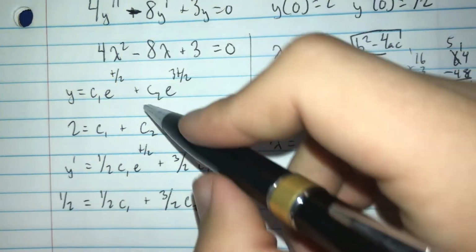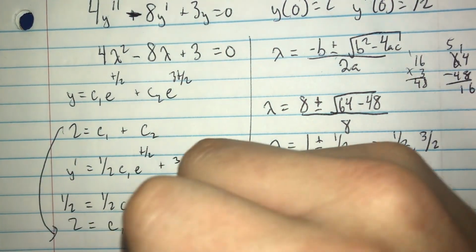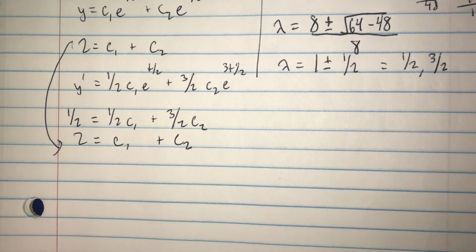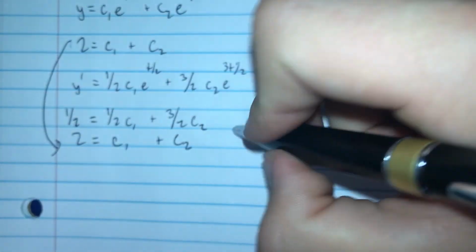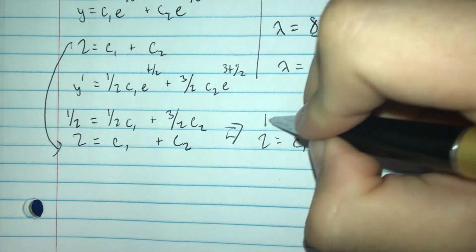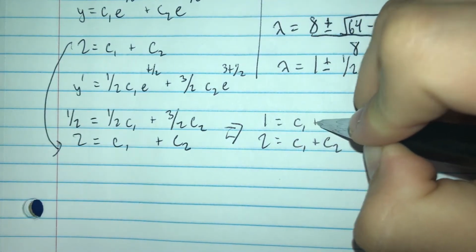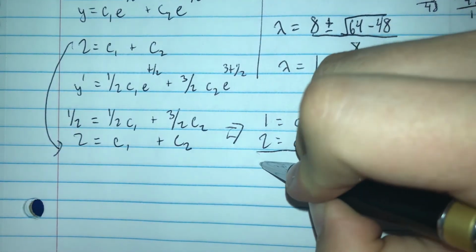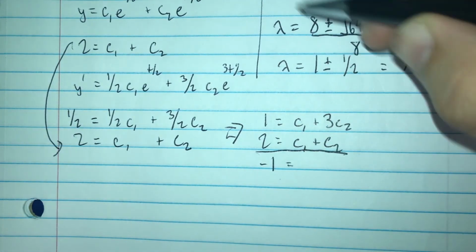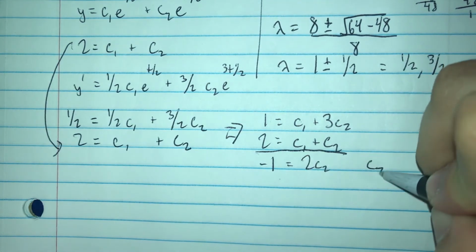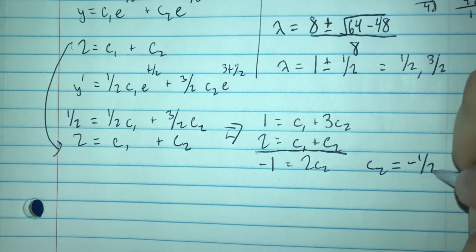So we'll actually move this one down. So we have 2 is equal to c1 plus c2. Okay, so let's solve for it. We can actually multiply all these by 2. So we'll keep the bottom one the same. 1 is equal to c1 plus 3c2, and then we'll subtract these. That means we'll get negative 1, the c1s will cancel, and 3 minus 1 is just 2c2. This means c2 is equal to negative 1/2.